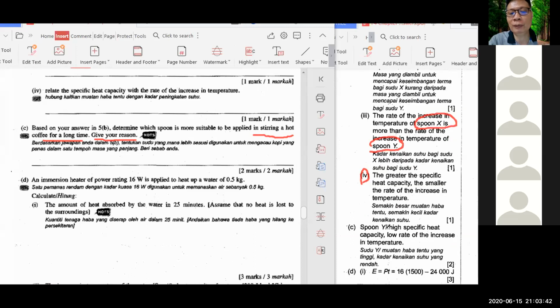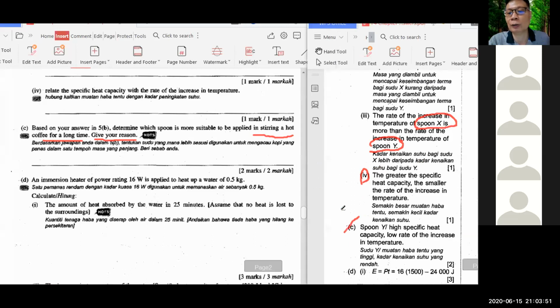Spoon Y chosen. The reason is high specific heat capacity, low rate of increase in temperature. So meaning that the spoon is not hot. To stir the coffee, it is better to choose a spoon which is not easy to get hot. So we choose spoon Y because Y has higher heat capacity, so the rate of increase in temperature is lower. Understand? I think okay now.